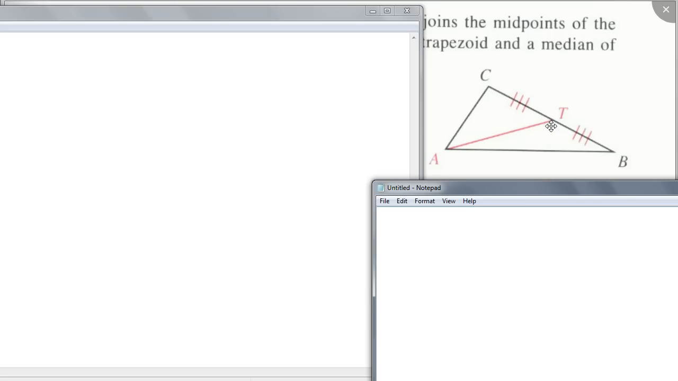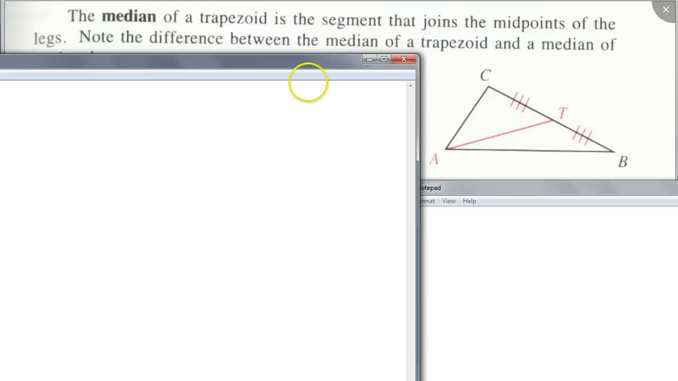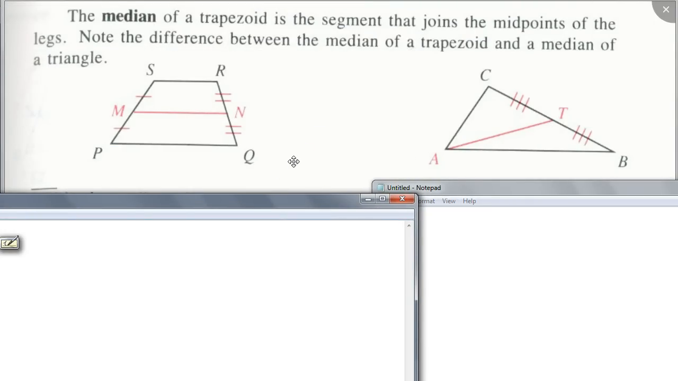It's parallel to the base. Okay, you're right, and we're going to prove that. But let's first describe what it is. How are you going to describe the median of a trapezoid? From the midpoints of the legs. Exactly. It basically goes from the midpoints of the legs. Right here, write this down. That's a definition.